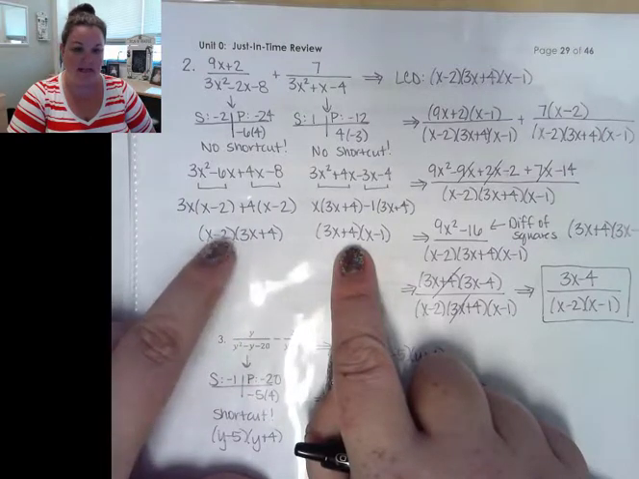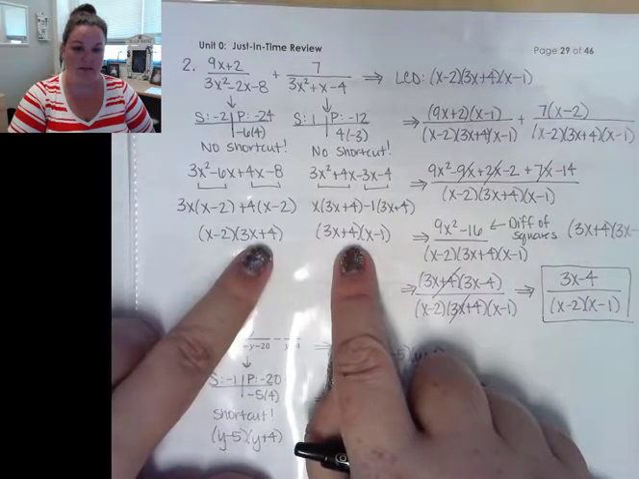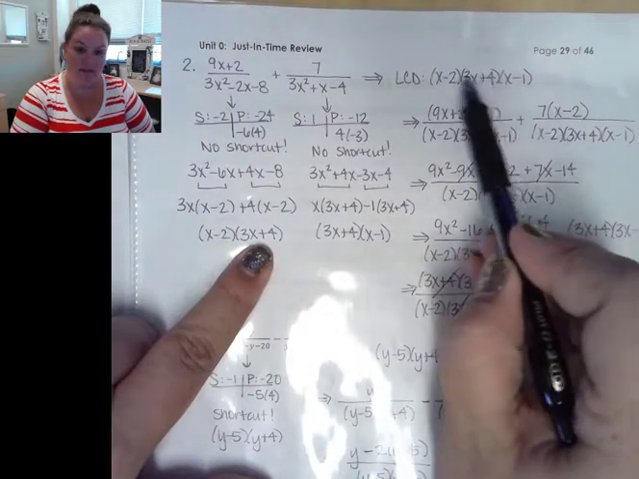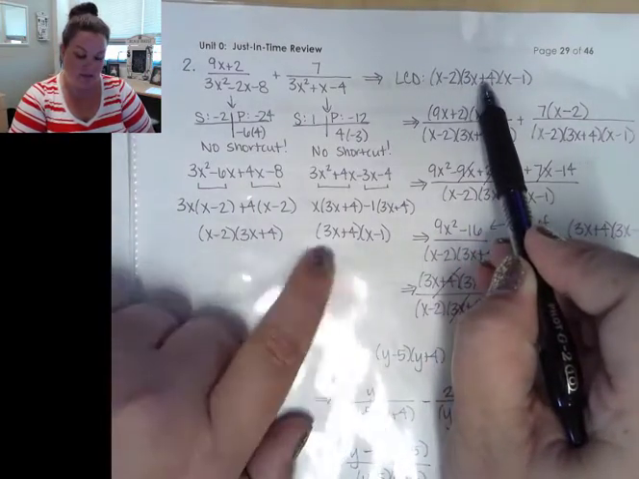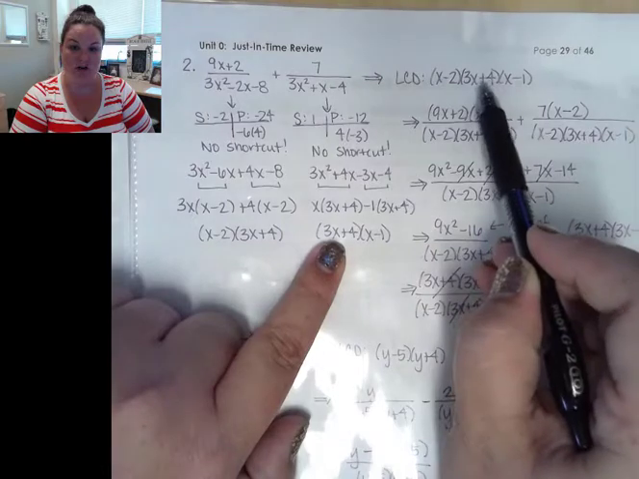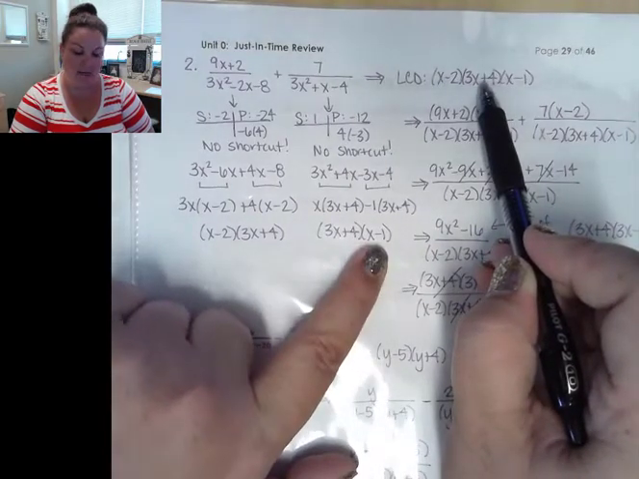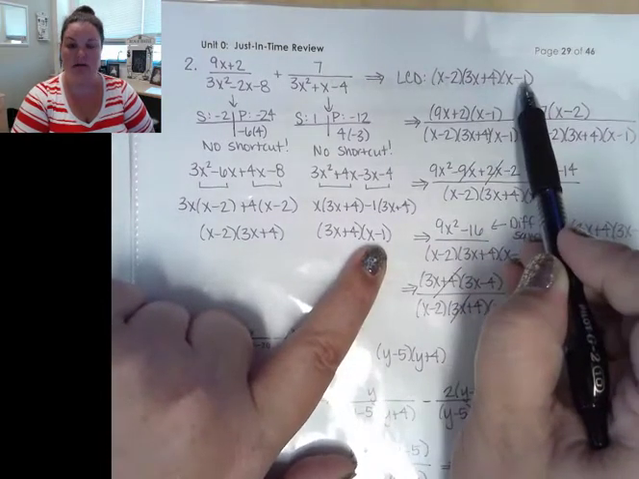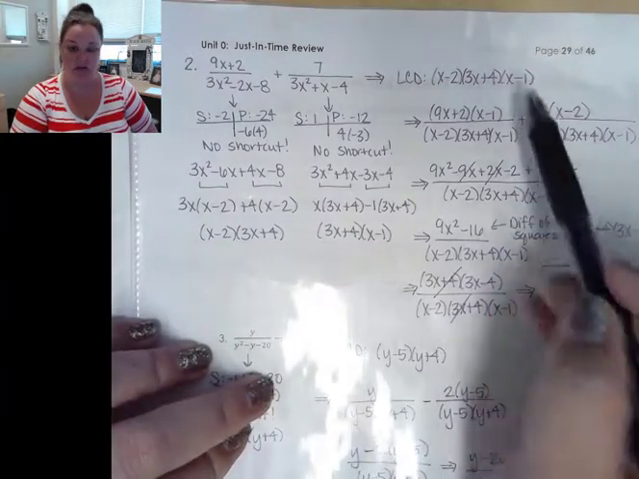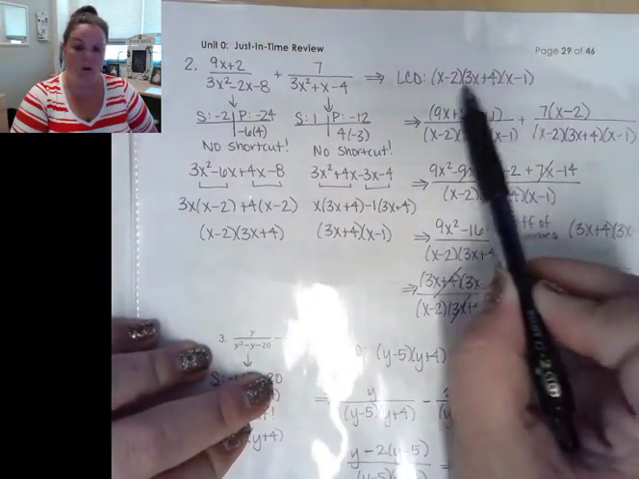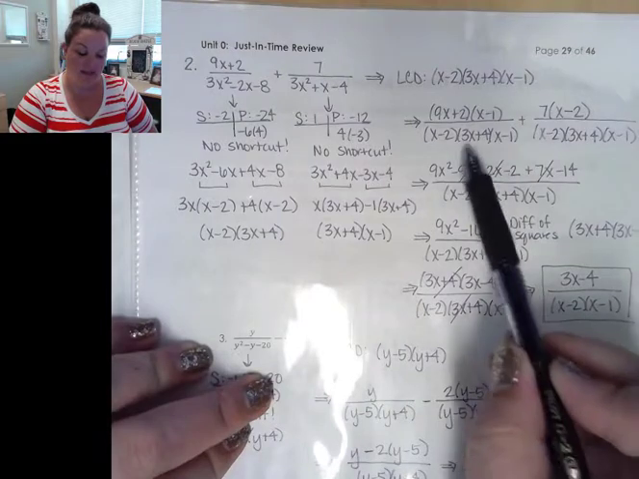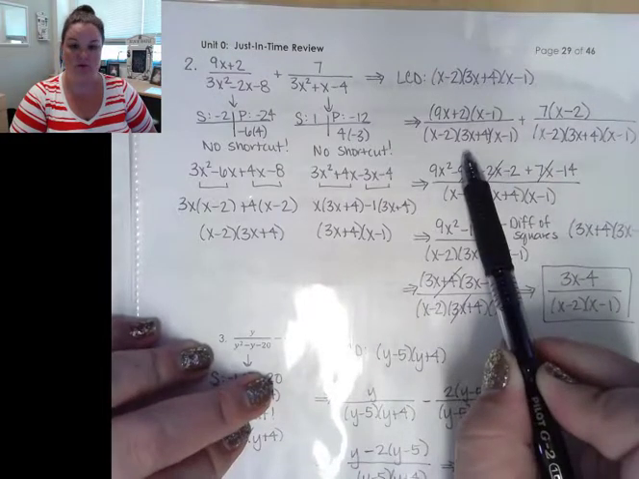And I know it's going to need an x minus 2 and a 3x plus 4. So I write those down. And then this one needs a 3x plus 4, which I already have, and also an x minus 1. So I need to tack on the x minus 1 factor. Okay, so these are the 3 quantities that I want to be in the denominator of these 2 terms.